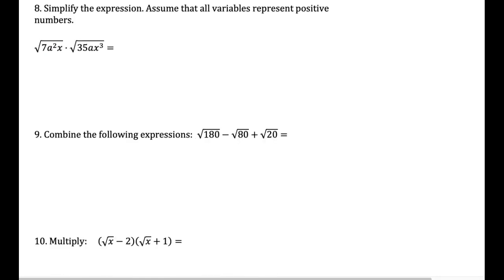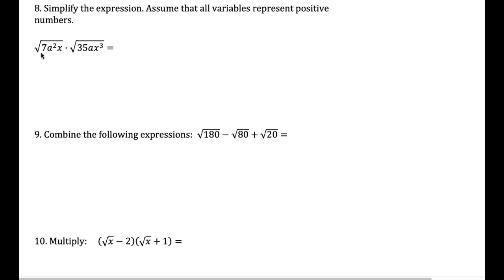Okay, number 8 asks us to simplify the expression, and if you look at this, you've got two radicals. They're both square root, which means we can combine everything because it's times. If it was plus, that's a completely different story, which is number 9, so we're going to deal with this one first. So it means that we can put everything underneath the radical together.